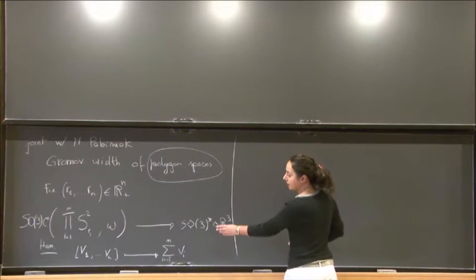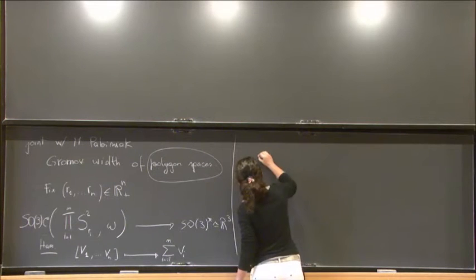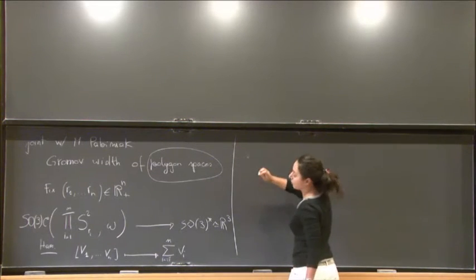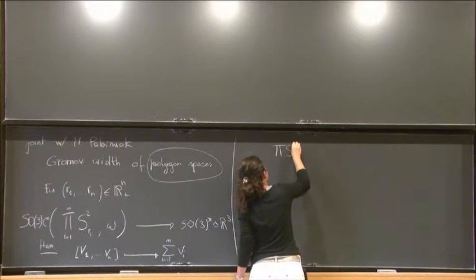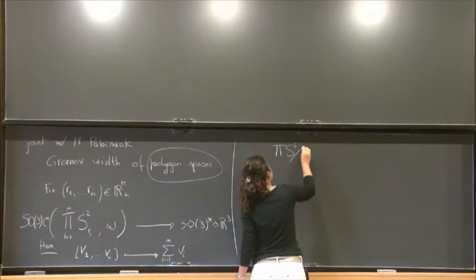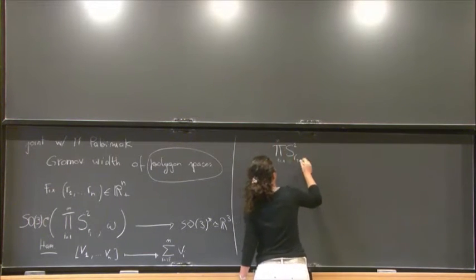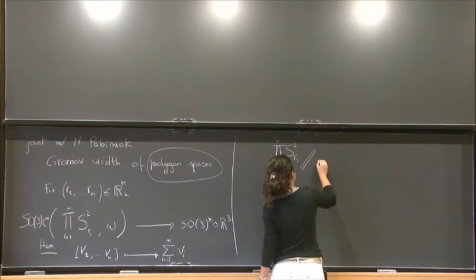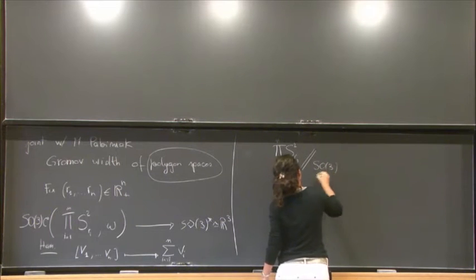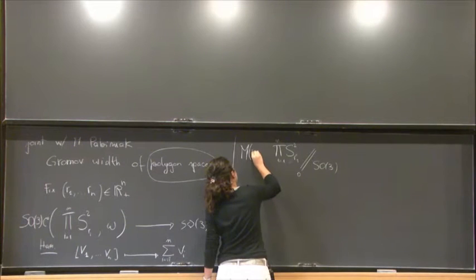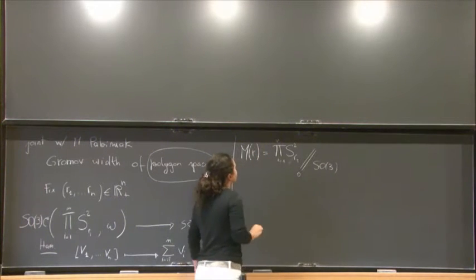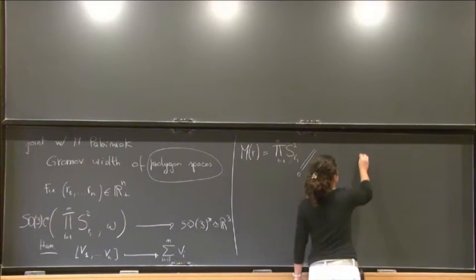So with this notation, we can wonder what is the structure of the symplectic reduced space. And this is what I call the polygon space. So let me consider the symplectic reduction of this product by SO3 at the zero level set. And this I will, through the talk, denote with MR, and it's what I call polygon space.